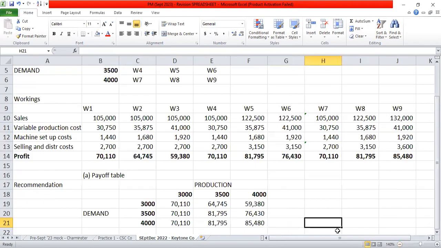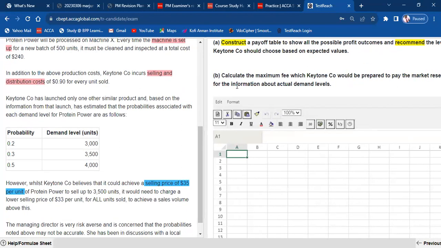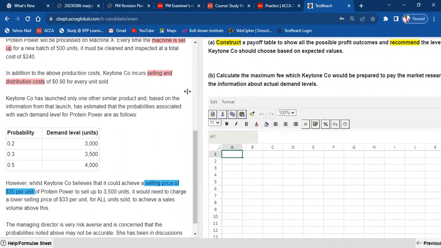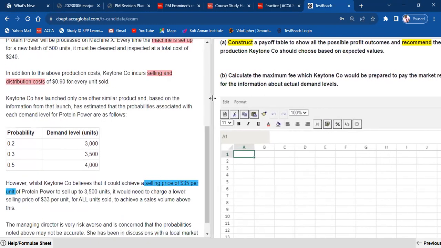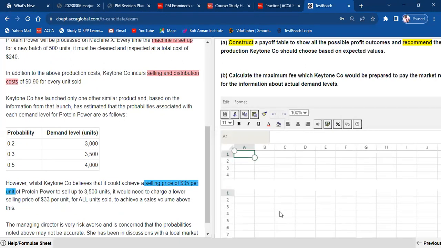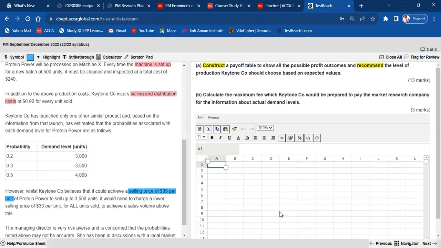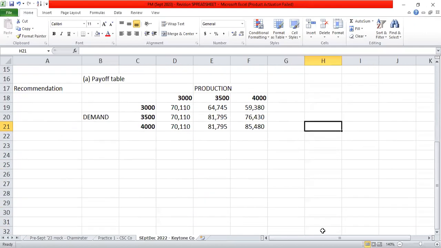You agree with me that having gone through all this drill to construct a payoff table to show all the possible profit outcomes, one is likely to stop there and not go ahead and recommend the level of production Keytone Co should choose based on expected values. So based on expected values, you've got to go ahead and do some expected value calculations.